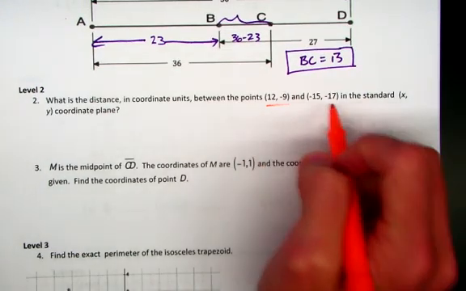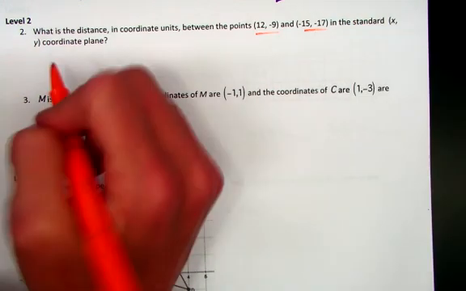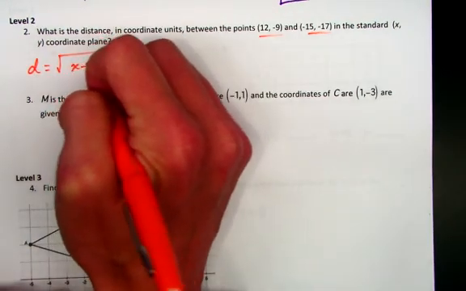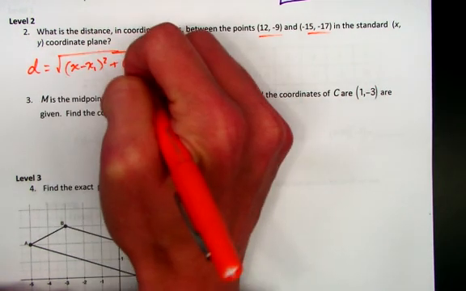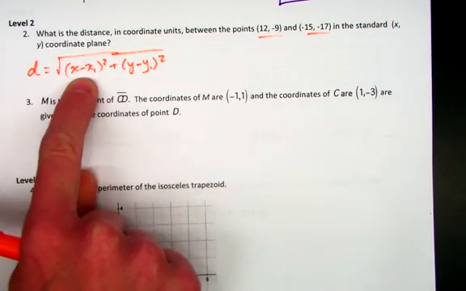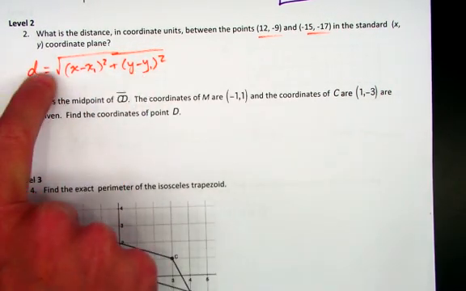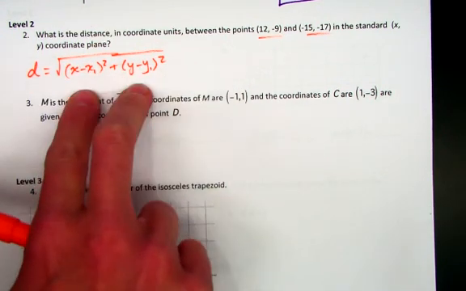Okay, we're trying to find the distance between 2 points on a coordinate plane. So we're going to use the distance formula. As a refresher, the distance formula is just the square root of the difference of the x values squared plus the difference of the y values squared. If you remember, this is really just the Pythagorean theorem, because this would give you one leg of the triangle, this would give you the other leg, and that equals the hypotenuse squared. But if you take the square root of both sides, you get this.